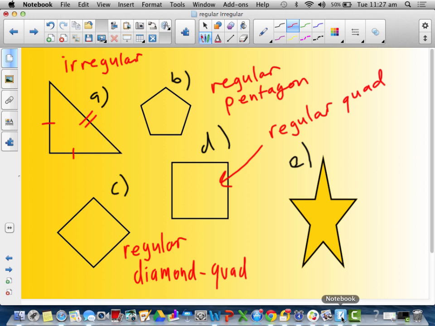This last one I thought was fun. This star, what can we say about that? Talia. Does anyone know what it is? It's an irregular. How many sides is it? Well, you can do better than calling it a star. Yeah, it's got 10 sides, doesn't it? 1, 2, 3, 4, 5, 6, 7, 8, 9, 10, which makes it a decagon. It's an irregular decagon.